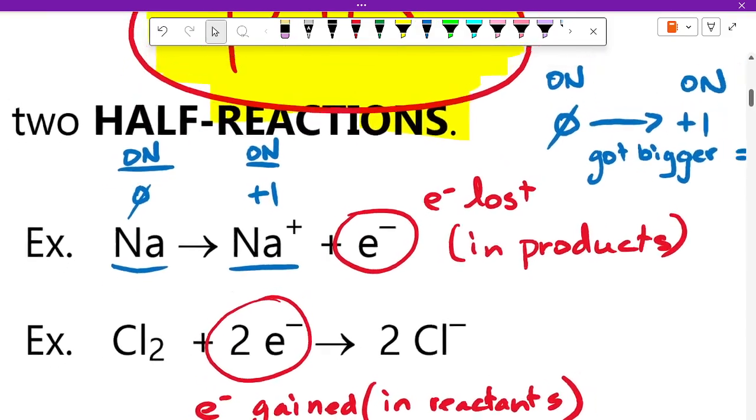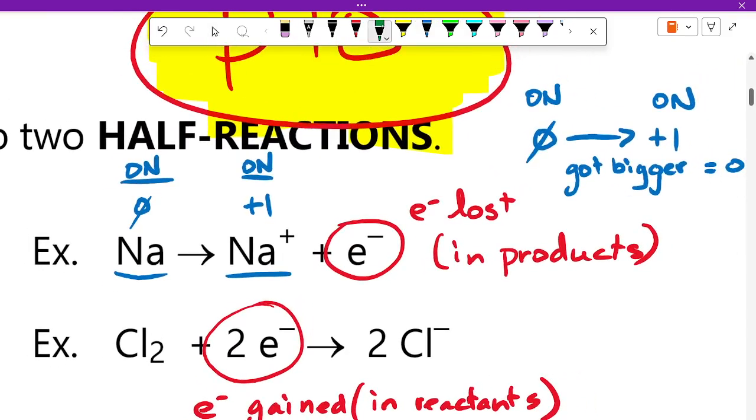We have our oxidation number of chlorine. What is our oxidation number of chlorine on the left? Cl2. 0, because it's an element on its own. Okay? What is the oxidation number of chlorine on the right-hand side? -1, because that's what it says. Okay? So it went from 0 to -1.